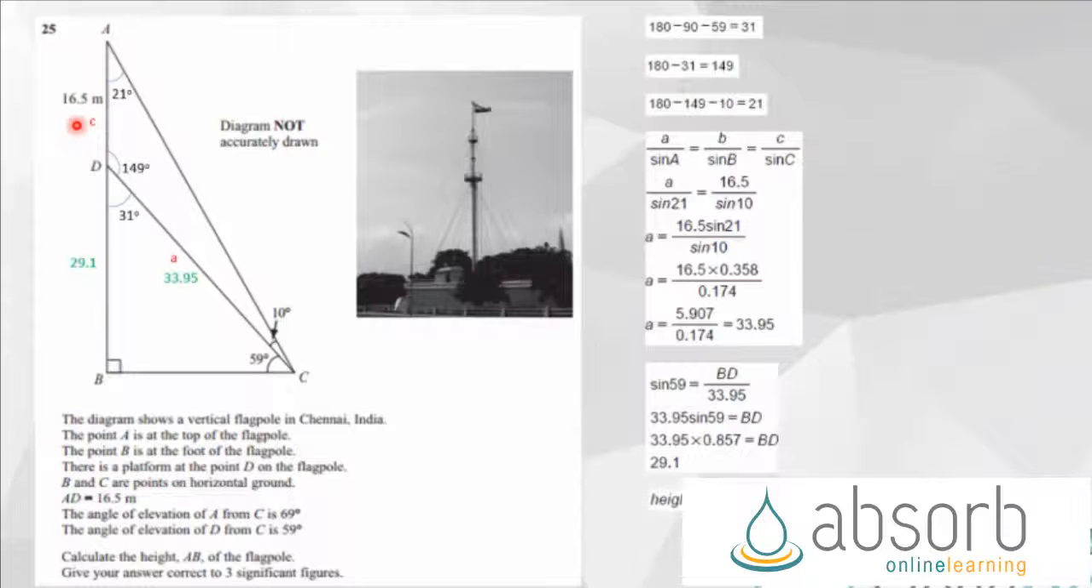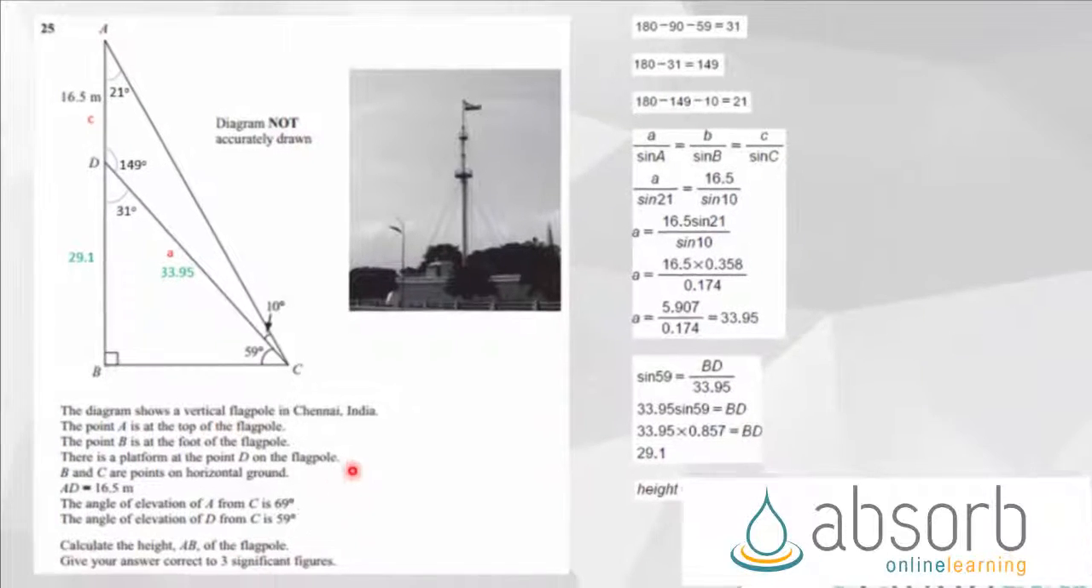Add it onto the 16.5, and we get the overall height of the tower as being 45.5. Notice that you're asked for three significant figures. Do not put 45.5634 or whatever happens to appear on your calculator. You must make sure your answer conforms with what they've asked for in the question. So always double check that at the end of the question.